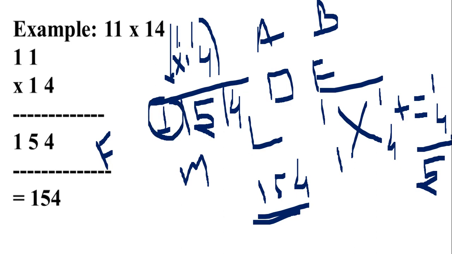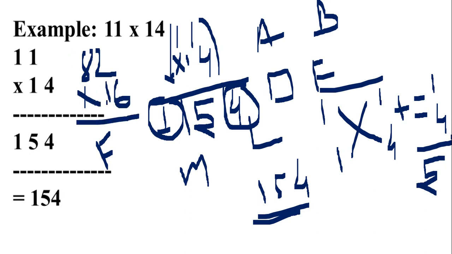If you multiplied 1 into 1, you got 1. Here also you multiplied 1 into 4, so you got 4. So what about if you get 2 digits here, right? For example, your calculation is 82 into 16. So you will have some different numbers.